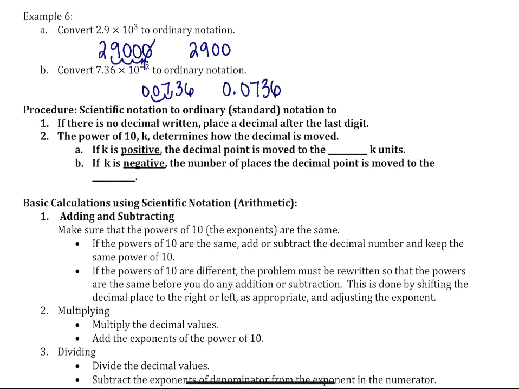And then the power of 10, that k, is going to tell us how that decimal is moving. If k is positive, then we're going to be moving the decimal place to the right this time. Again, remember, this is going to be backwards. If k is negative, then we're going to be moving that decimal point to the left.